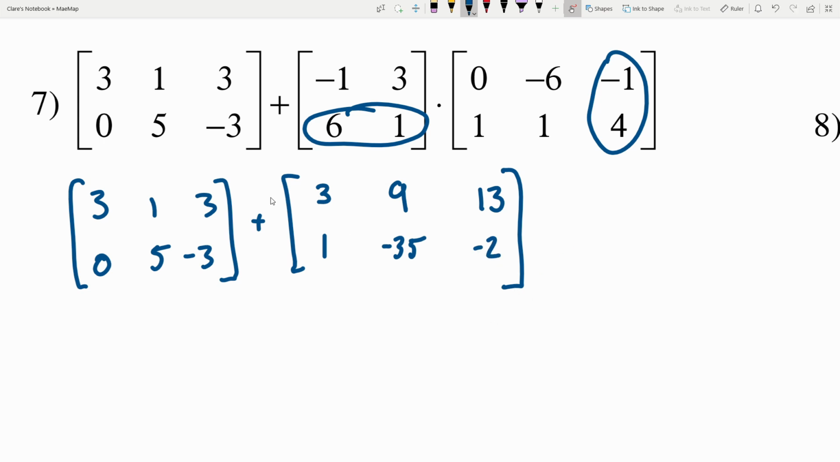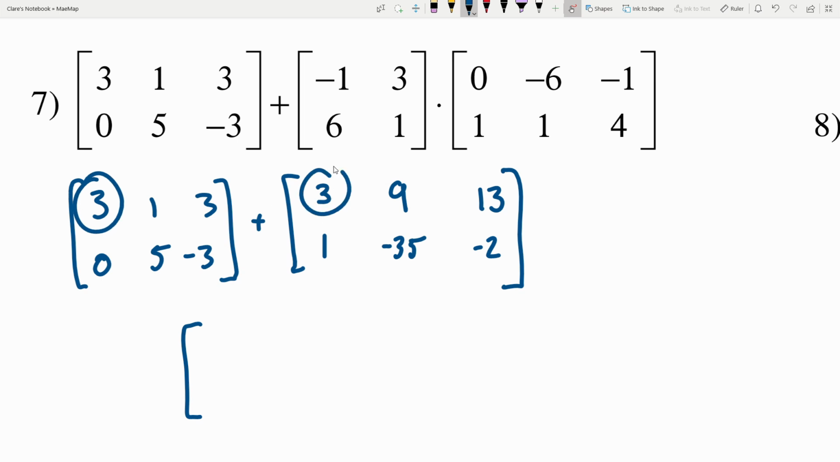Now, I can simply add these matrices together. Same size, I can go ahead and add, which we had already double checked before we even started. No reason to do more work than we have to. So 3 plus 3 gives me 6, 1 plus 9 gives me 10, 3 plus 13 gives me 16. First row is complete. Now on to the second.